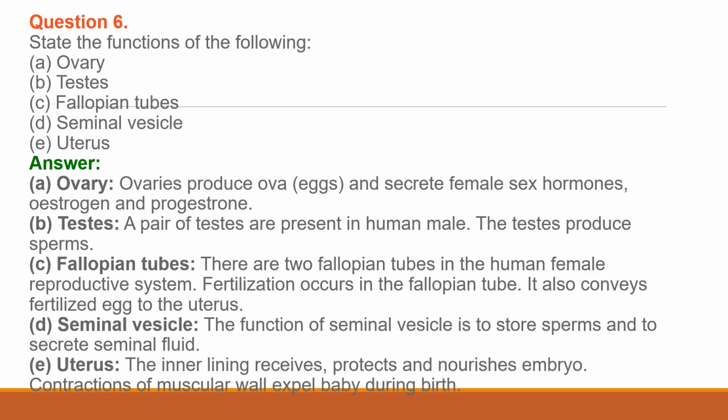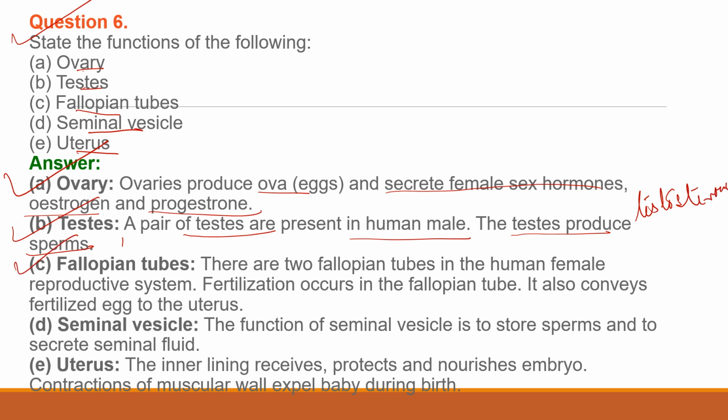Now the next question: state the functions of the following. Here you can see ovary, testes, fallopian tube, seminal vesicle and uterus are given. You all know the functions of all these. Let us first take the ovaries. Ovaries produce ova and secrete the female sex hormones, estrogen and progesterone. So the first one is done. Testes: a pair of testes are present in the human male. The testes produce sperms and they produce the hormone testosterone. This should be mentioned here.